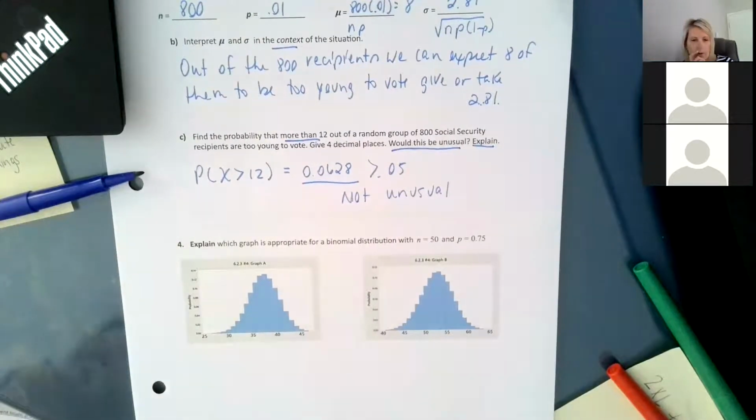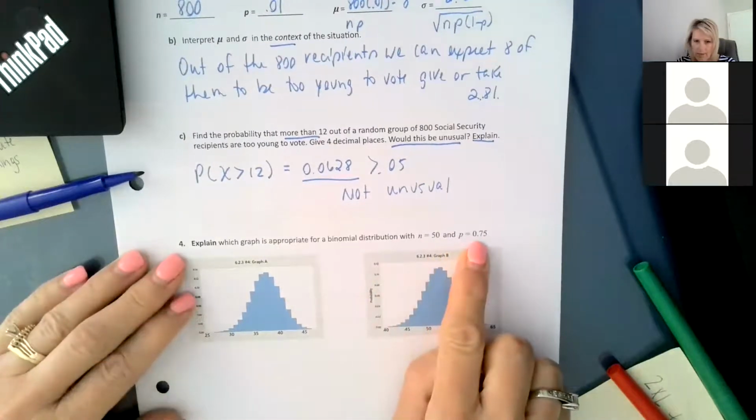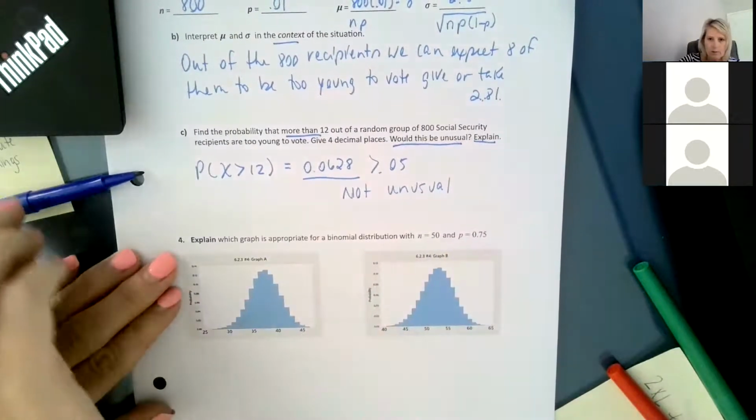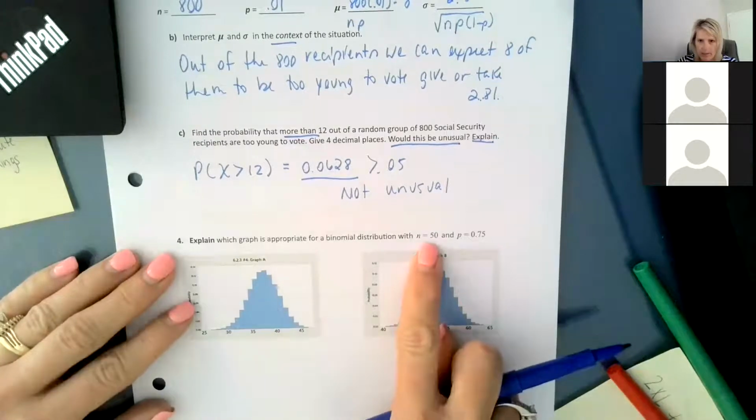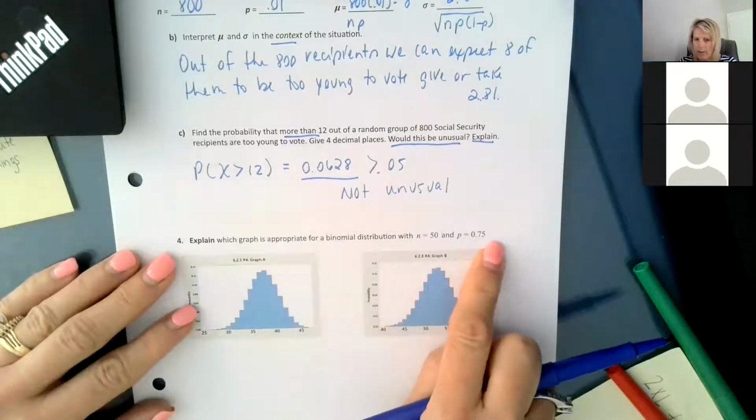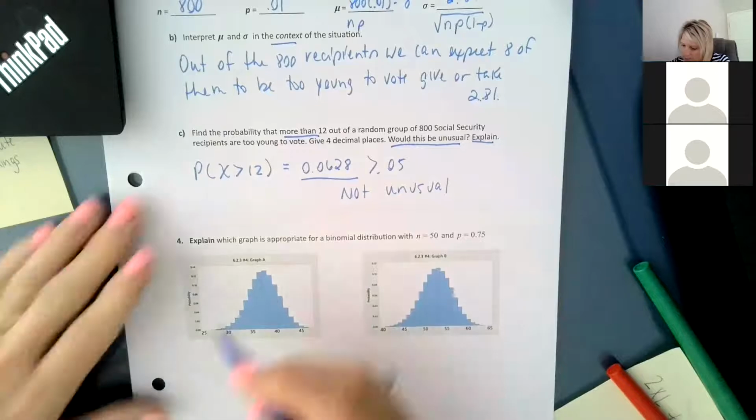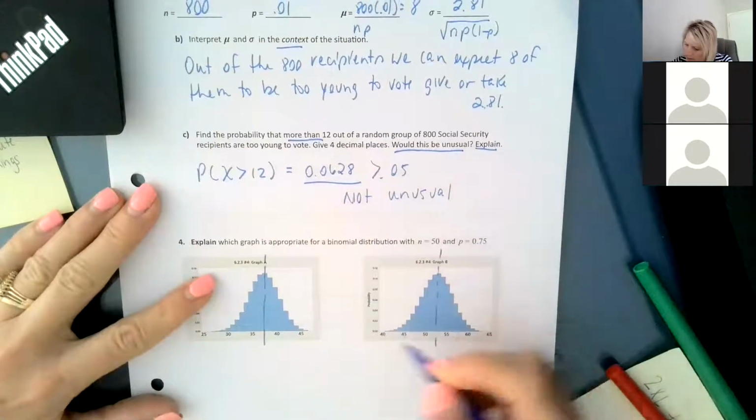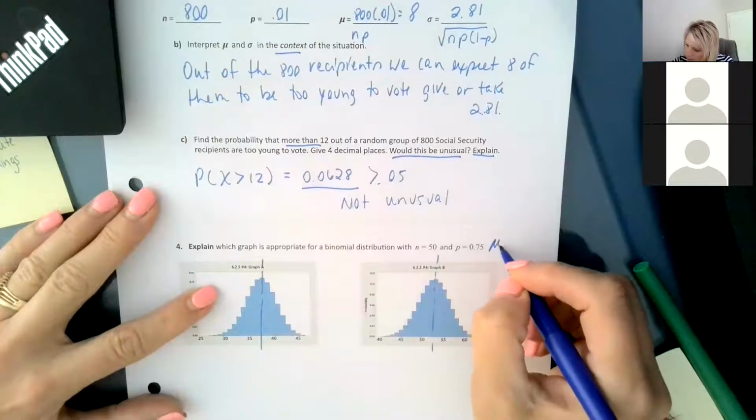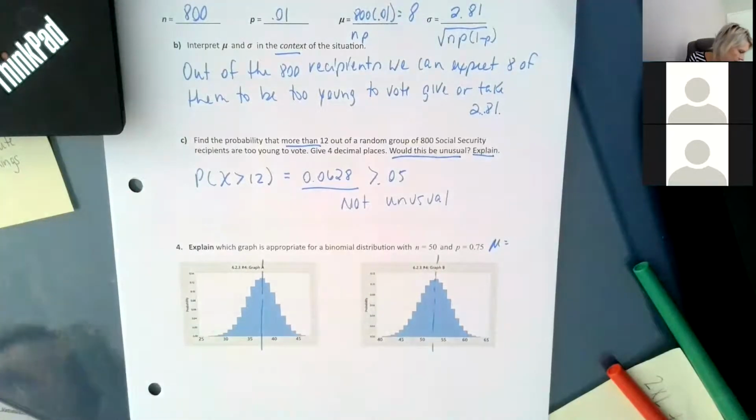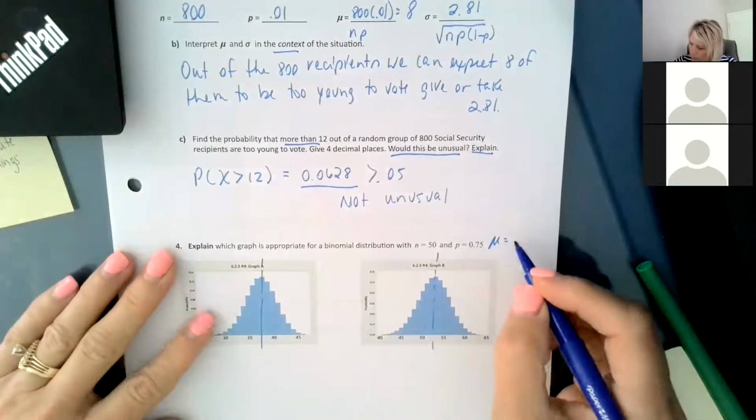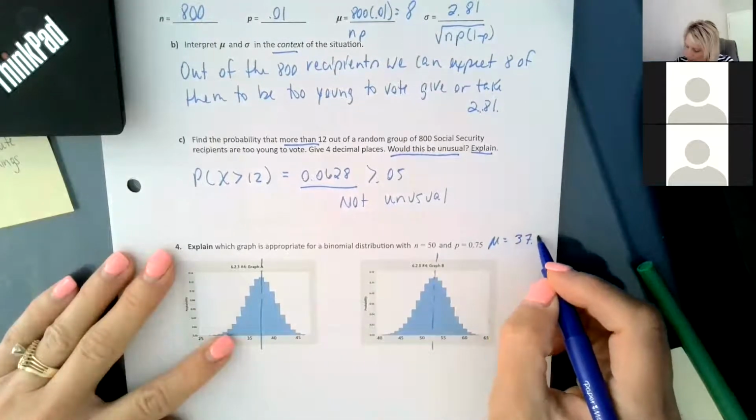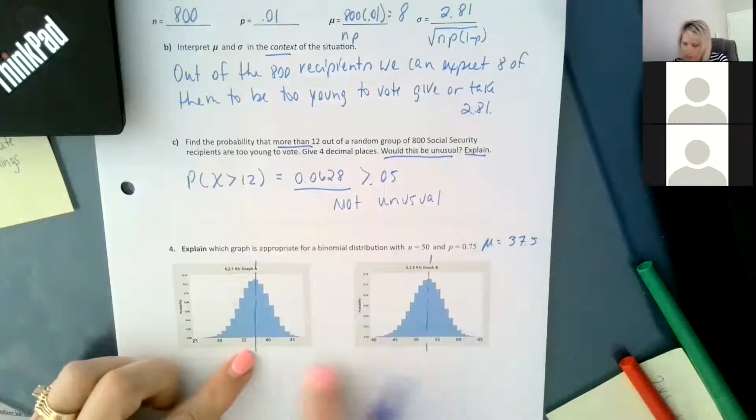So it says, explain which graph is appropriate for a binomial distribution with n equal to 50 and p equal to 0.75. So if we have a sample size of 50 and a probability of success of 0.75, what would our expected mean be? Because that's what we're going to look for here, right? What's where our center is. So we would expect this to be at, when you multiply those together, I think that comes out to be 37.5. And that would be on this one right here.